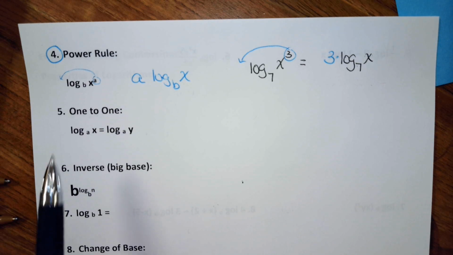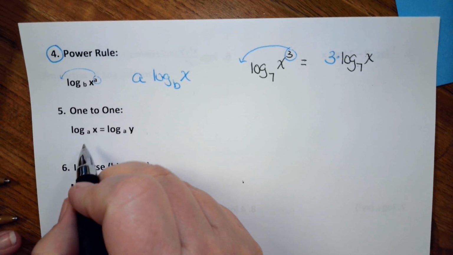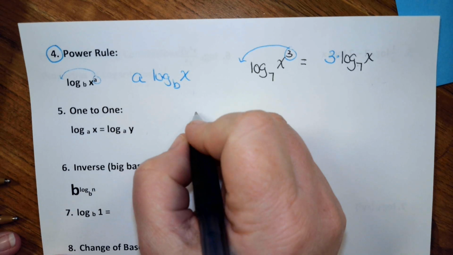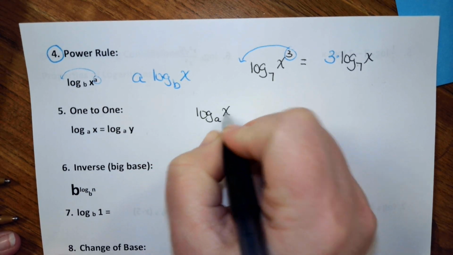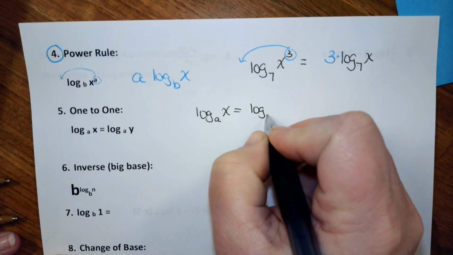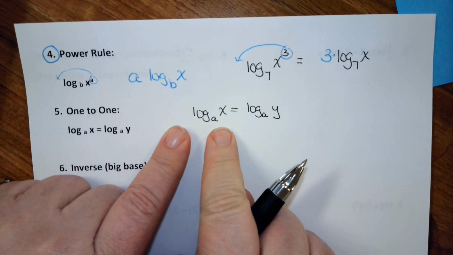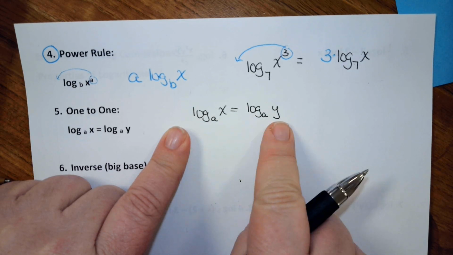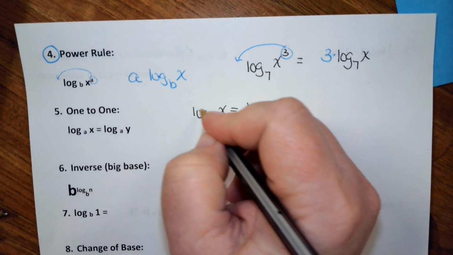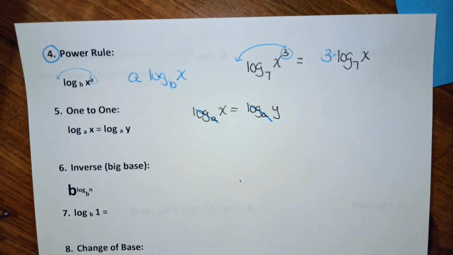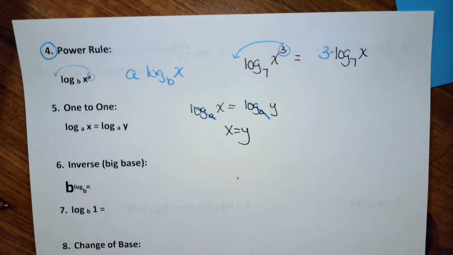All right, your one-to-one rule. Your one-to-one rule says if you've got a log base a of x is equal to a log base a of y, a single log on the left side of the equal sign, and a single log on the right side of the equal sign, as long as the bases are the same, they're going to cancel the logs out, and you're left with x equals y.